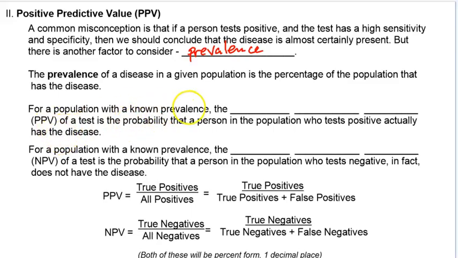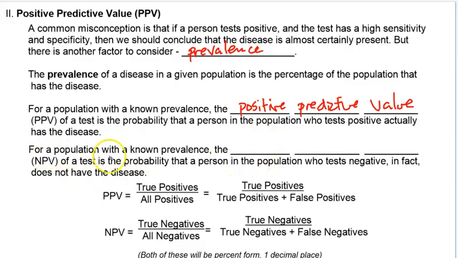So for a population with a known prevalence, the positive predictive value, also known as PPV, of a test is the probability that a person in the population who tests positive actually has the disease. So it's just saying it another way. If a person tests positive, what's the probability that they actually do have the disease that they tested positive for in a certain population with a given prevalence?